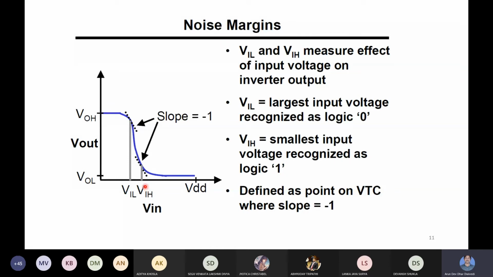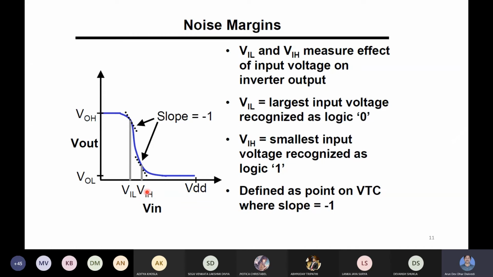VIH is also called input high voltage. From VIH to VDD, when you are applying input voltage, the inverter is treating it as logic high, therefore it is inverting the voltage and making the output low. So if you are applying any voltage between VIH and VDD, it will be treated as logic high at input, and therefore the output will be low.